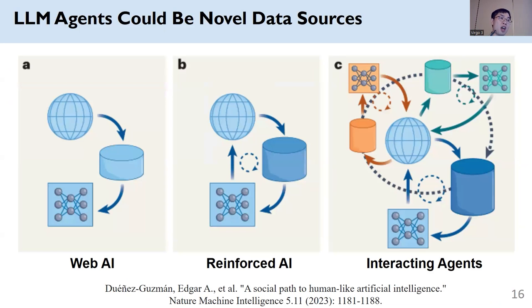I also believe LLM agents could be very important. One recent perspective paper in Nature Machine Intelligence argues that interacting agents could be a novel data source. Because as you know, our models get bigger and bigger, and we have exhausted all the available data from the web. We are in a token crisis or data crisis, and we need to find novel data sources. Reinforcement learning allows us to collect data through interaction with the environment. But if we simulate a system with a lot of interacting agents, the possibility is a lot higher. We can have much more, and maybe higher quality, data from this kind of agent-based simulation.